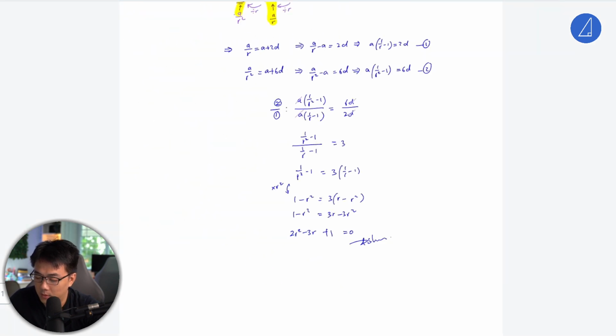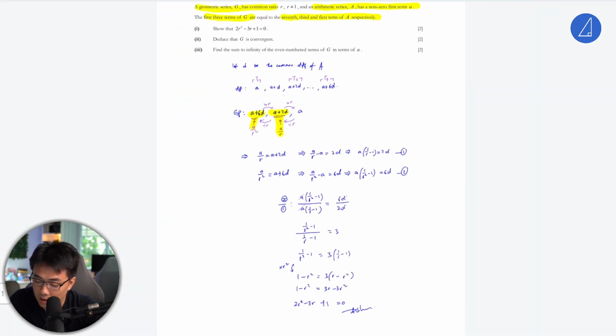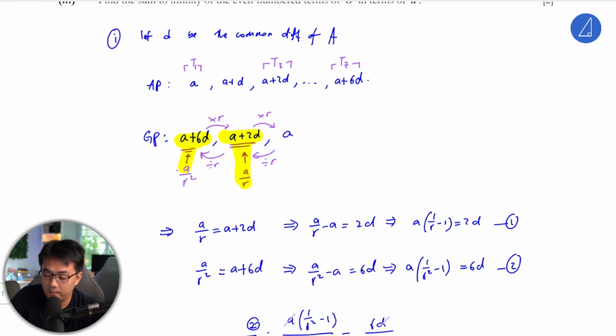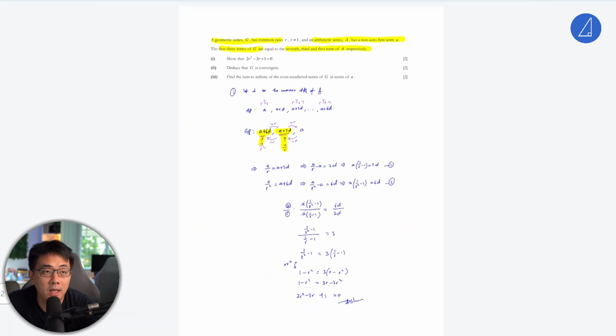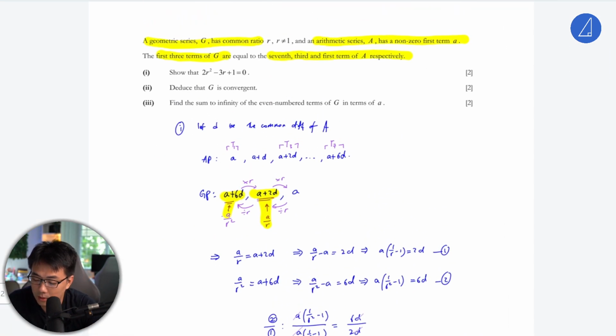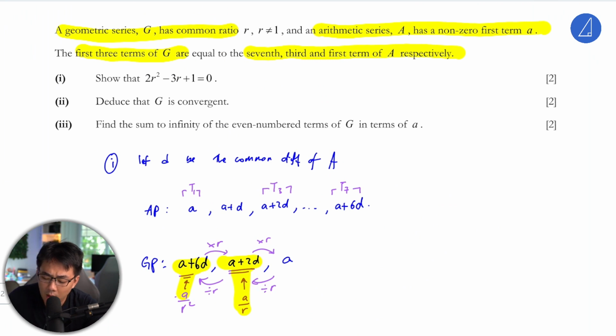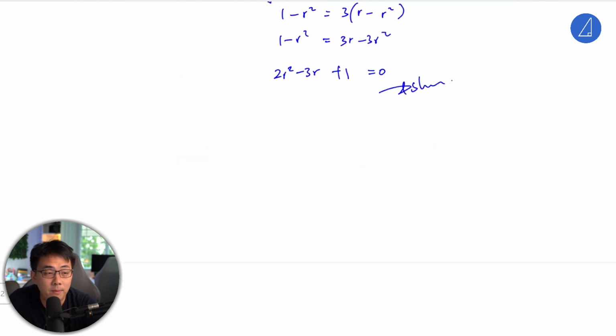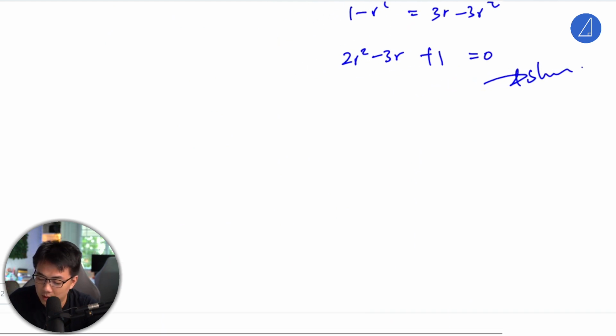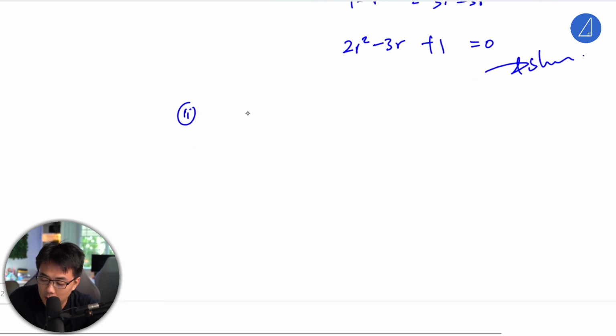Okay, there you go. So shown, the first one, I've shown it, the first part. I think from the second one onwards will be quite okay. So deduce that G is convergent, meaning to say we want to see whether mod R is less than 1, right? So the multiplier of each term is actually between minus 1 and 1. So in this case, this will be 2R squared minus 3R plus 1.